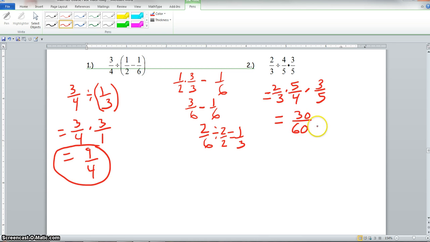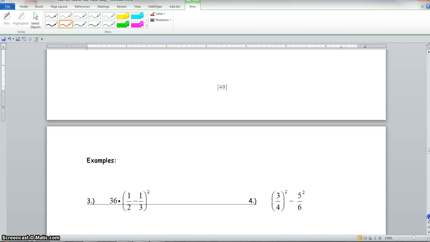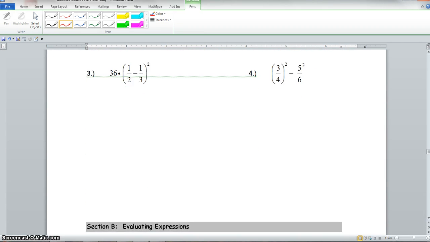Now 30 and 60, the greatest common factor that they have is 30. So we'll divide the numerator and denominator by 30. And that would give us 1/2. Now, we go here to our next set of examples. Examples 3 and 4. Now we have 1/2 minus 1/3 in parentheses.